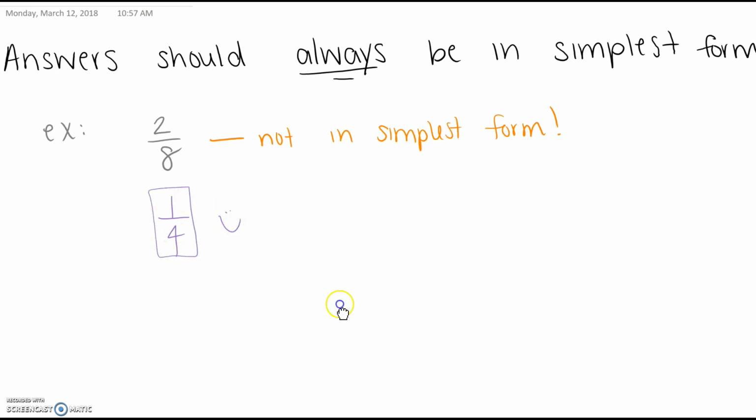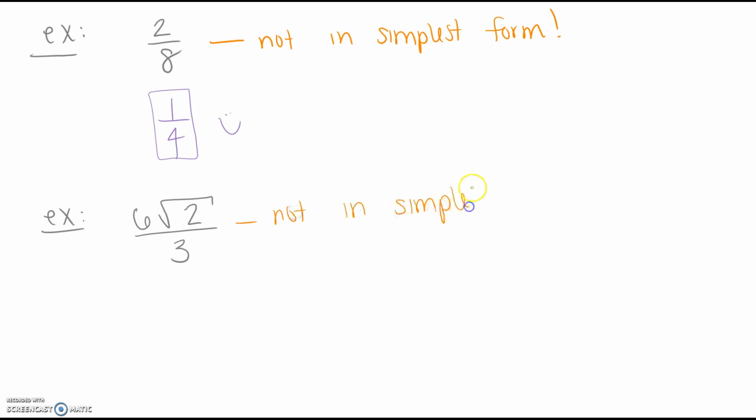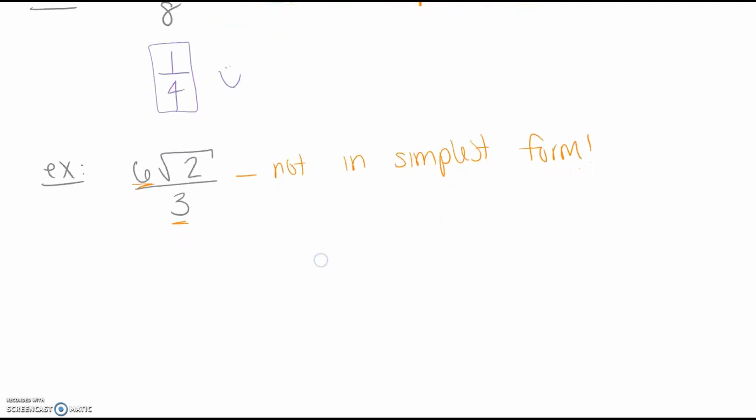Another example would be if I have 6 times the square root of 2 over 3. This is not in simplest form. So how do I simplify it? Hopefully you're thinking that 6 and 3, 6 divided by 3 is 2. So I'm left with 2 square roots of 2. And now it's in simplest form.